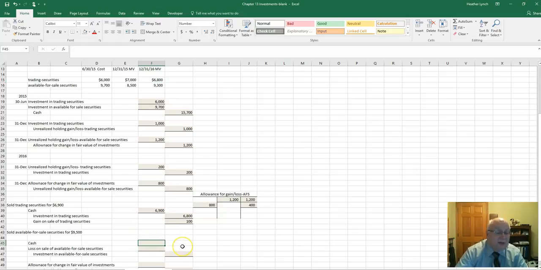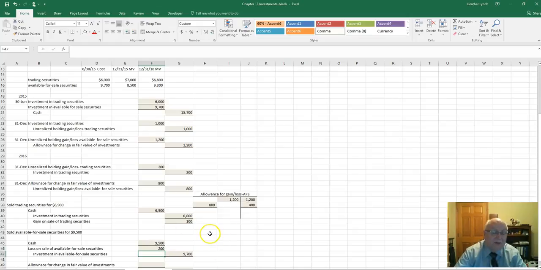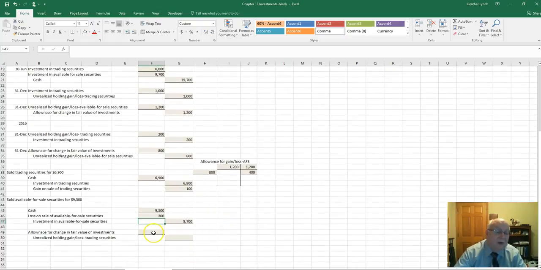Now, for the available for sale securities, we sold it for $9,500. The investment account still is at $9,700 because we haven't changed it, because it has the allowance account set up. So that's a loss of $200, which is the difference. But because we have this allowance, none of them have been closed out. We now need to close it out because we no longer have that account.